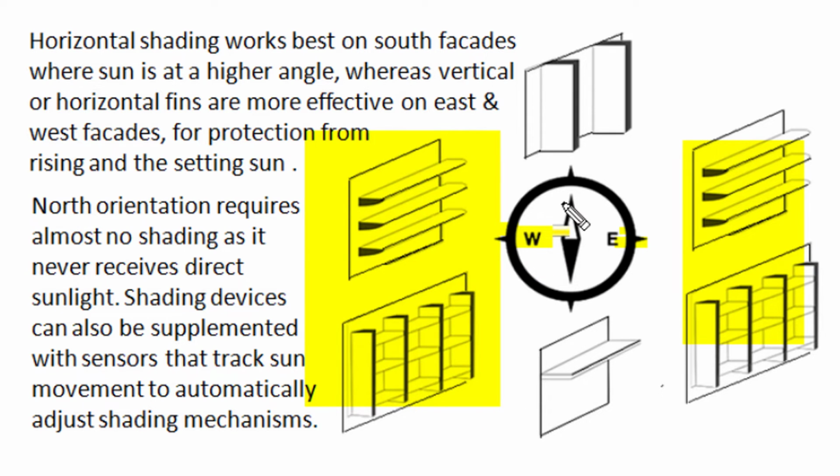operation of building. The northern orientation of building doesn't require any shading as it never receives direct sunlight, but for aesthetic and other considerations we can use vertical shading. Such shading devices can be fixed or adjustable, and they can be supplemented with sensors that track sun movement to automatically adjust position of shading through its mechanism, and that will enhance energy performance of building throughout the day as well as in all seasons.